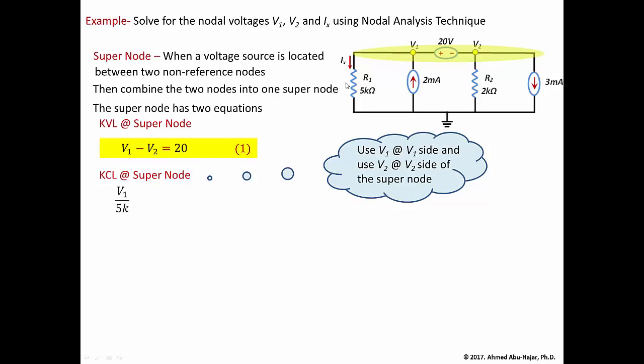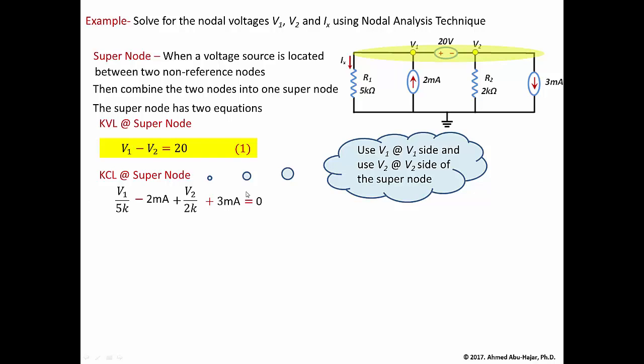So the current that leaves this resistor is going to be V1 over 5K, plus the current that leaves this branch, which is minus the current going in, so it's going to be minus 2 milliamps. Now we move to the other side of the node, so now we are at the V2 side. The current that leaves R2 is going to be V2 over 2K, and then the current that leaves this current source is going to be 3 milliamps. The sum of all the currents leaving the supernode is going to be 0.